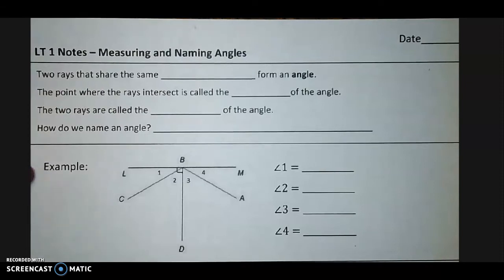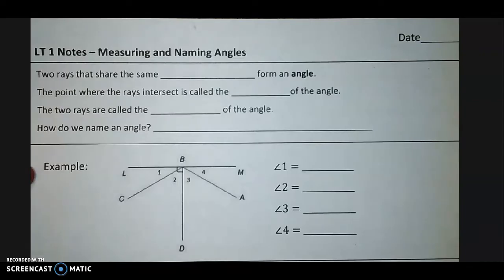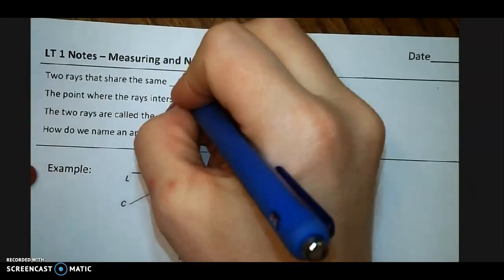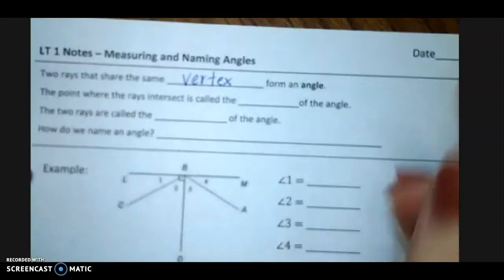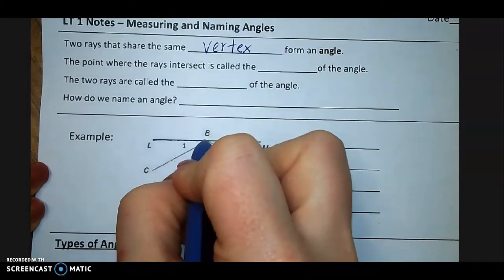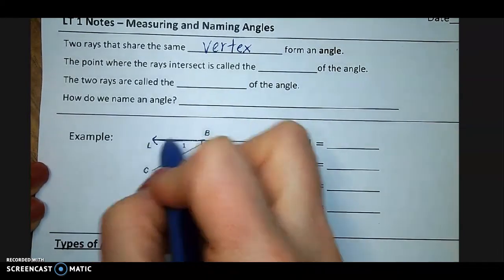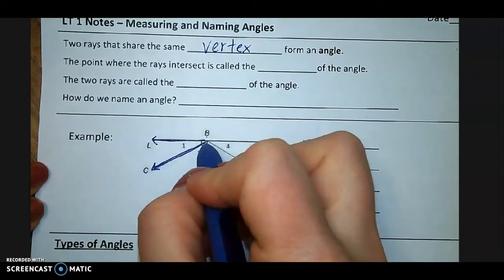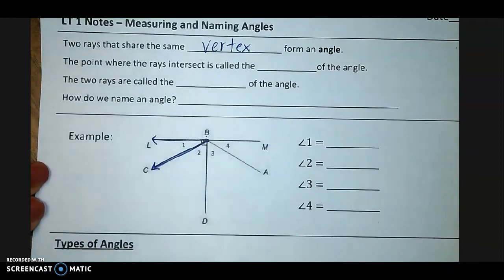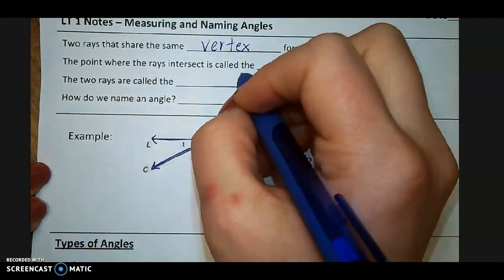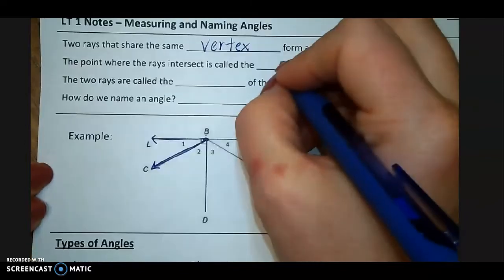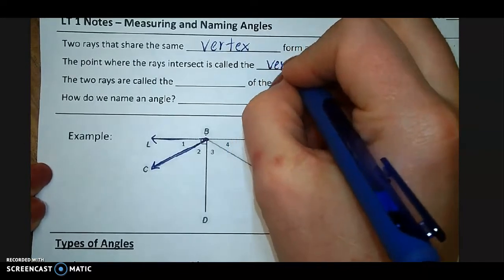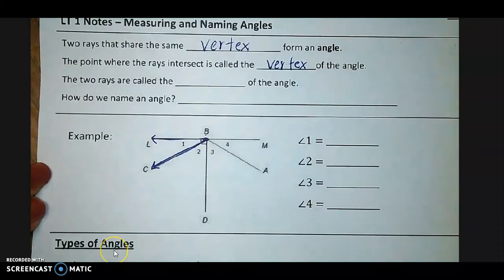All right, so today we're going to be talking about measuring and naming angles as we start into our angles and triangles unit. So the first thing we need to know is that two rays that share the same vertex form an angle. So for instance, this is a ray right here. This is ray BL, and then this is ray CB, which means that they share the same vertex, which is B. So the point where the rays intersect is called the vertex of the angle.